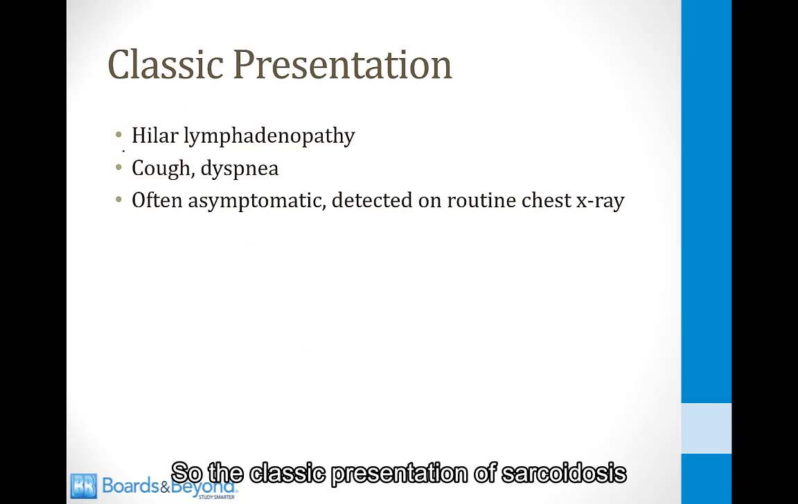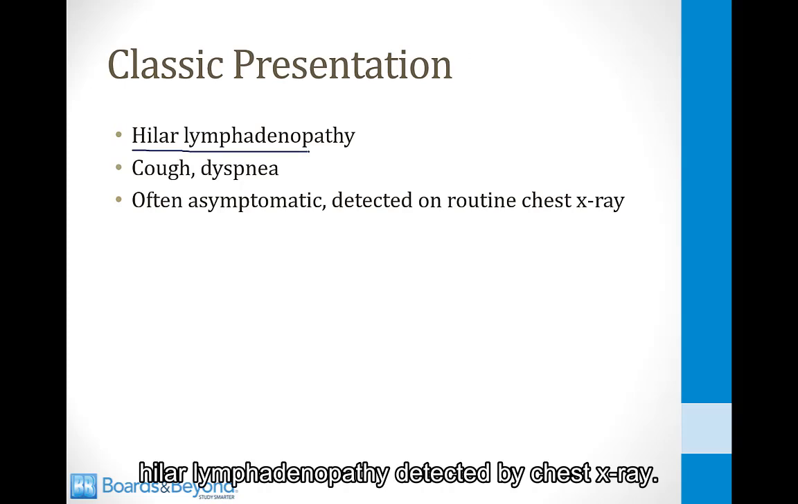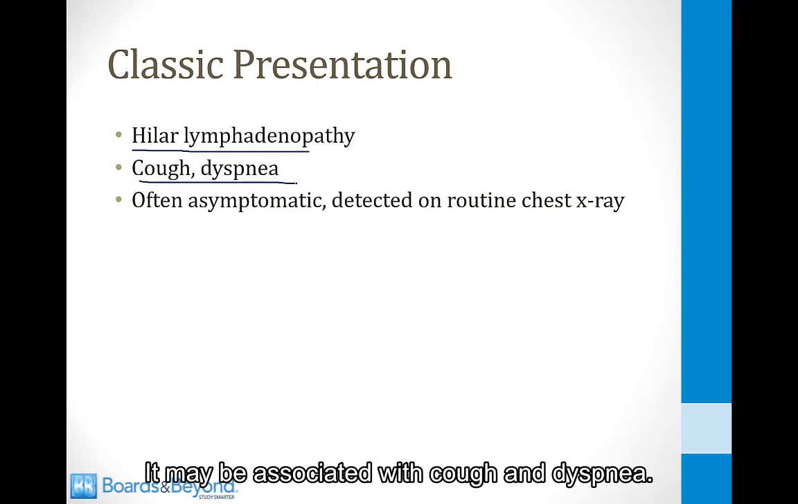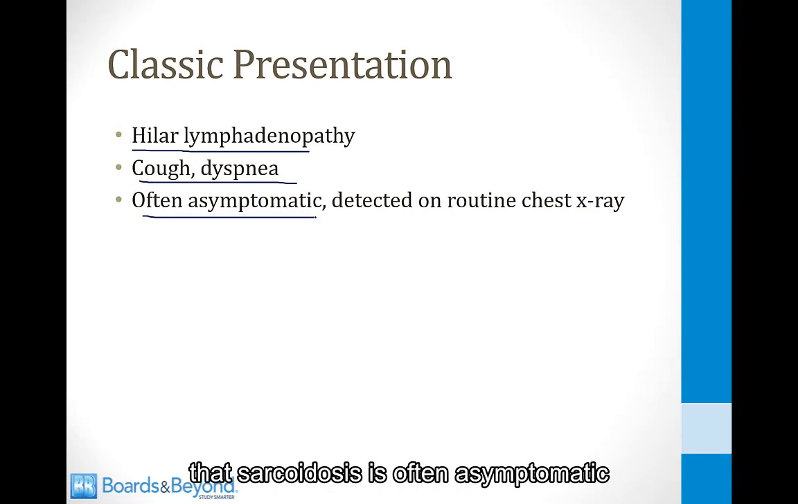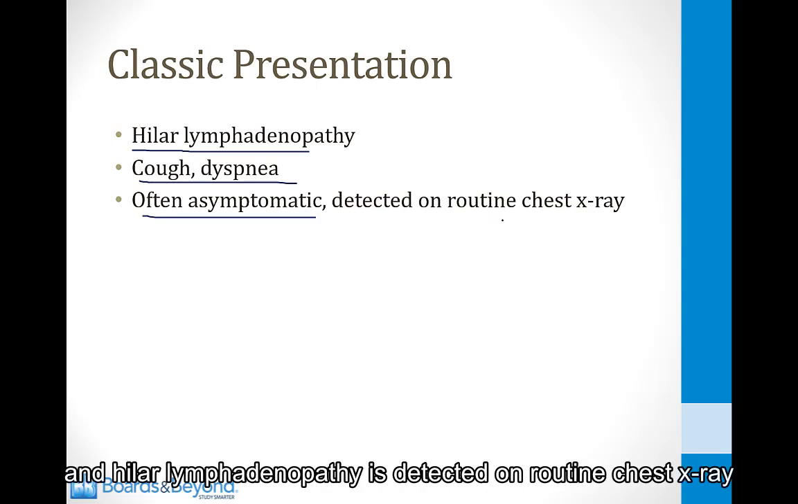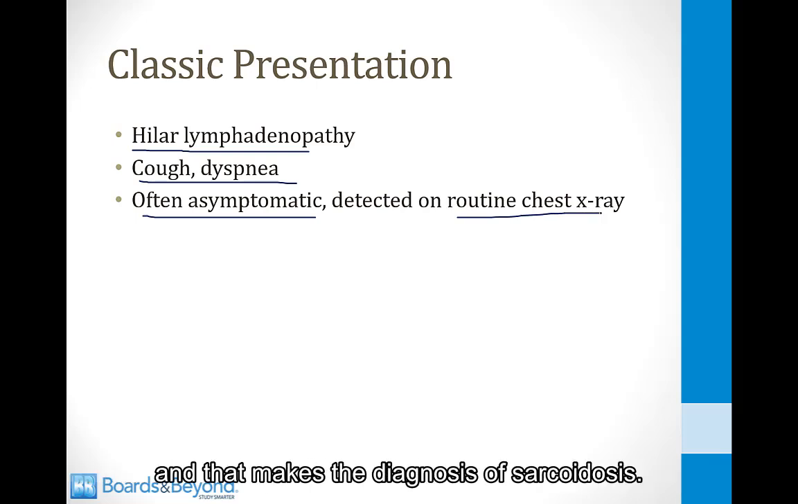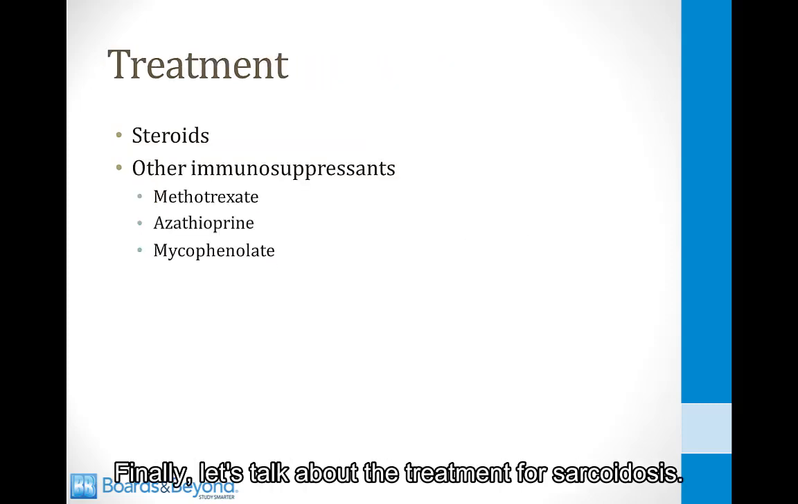So the classic presentation of sarcoidosis to know for your boards is, first of all, hilar lymphadenopathy detected by chest x-ray. It may be associated with cough and dyspnea, although you should be aware that sarcoidosis is often asymptomatic, and hilar lymphadenopathy is detected on routine chest x-ray, and this leads to a workup, and that makes the diagnosis of sarcoidosis. Finally, let's talk about the treatment for sarcoidosis.